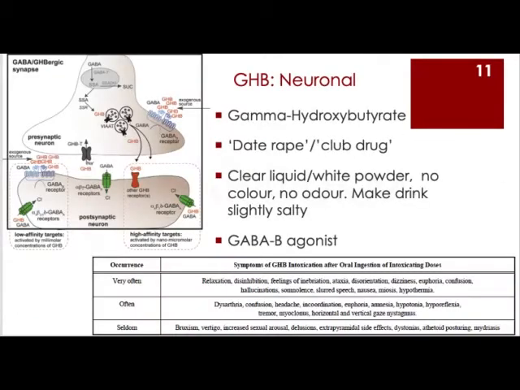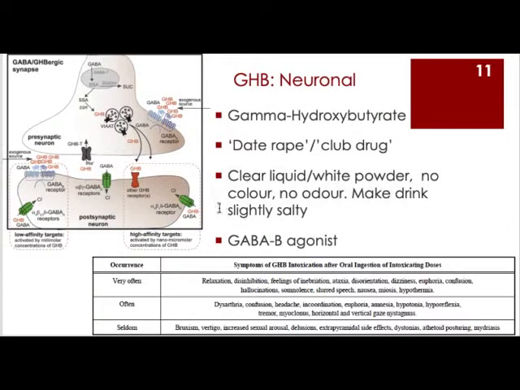So next, we'll talk a little bit about GHB, which is called gamma hydroxybutyrate. It also acts on the neuron, also on our favorite GABA receptor. This could be abused as a date rape or a club drug. Because it's a clear liquid or white powder, upon addition to the food or drinks, it has no color, no odor. The only hint is that the drink might taste slightly salty. It can also be abused chronically for some euphoric effects or increased sexual pleasantness.